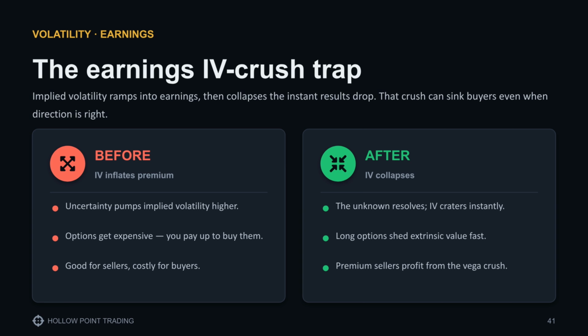The earnings volatility crush is a classic trap. Before the announcement, IV pumps premium up, making options expensive. As soon as the results drop, IV collapses, and your long positions can lose value instantly, even if you guessed the direction correctly.